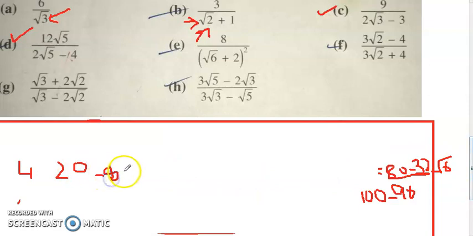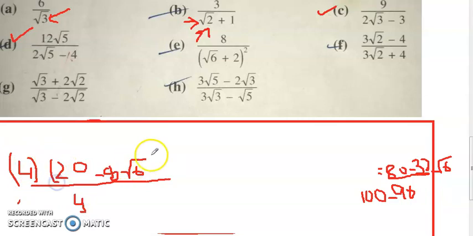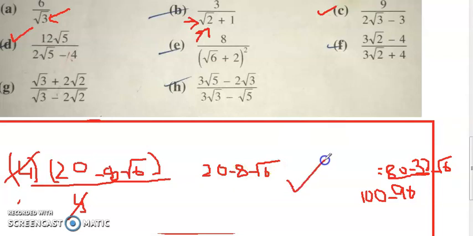So this will be 20 minus 8 under root 6, whole upon 100 minus 96, which is 4, right? Now we've taken 4 common over here, and as this is multiplying with the entire value, this can be simplified by the 4 below. 4 and 4 cancel, so the answer should be 20 minus 8 under root 6, okay? And that is our answer.